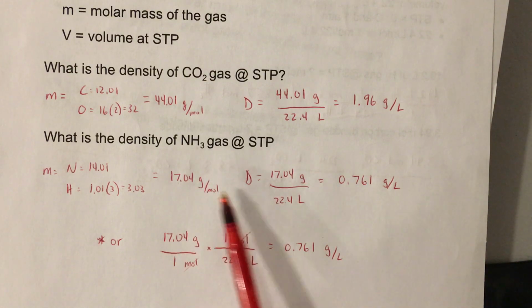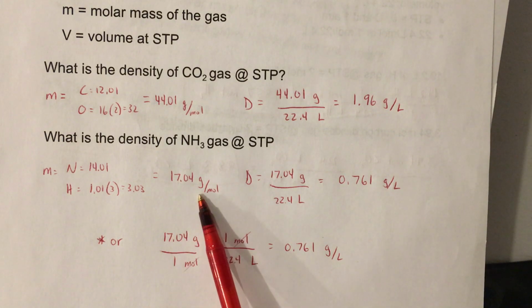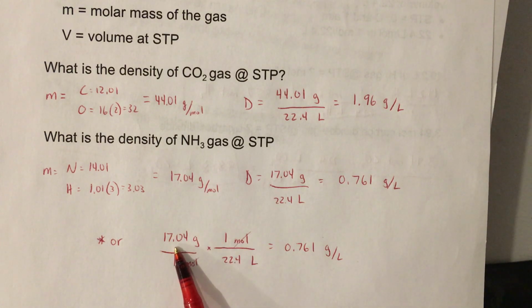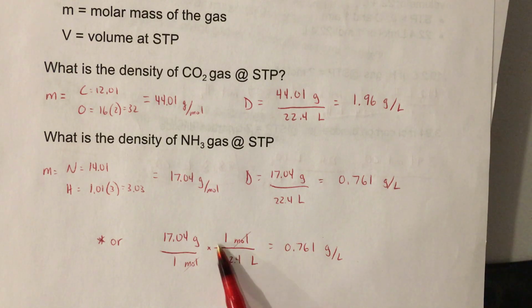Can also set it up in one step using dimensional analysis. We know that if we have 17.04 grams per mole, let's just set that up as grams over 1 mole. We don't want grams per mole, we want grams per liter. So we're going to cancel moles. We want liters on the bottom, so you put in that relationship. It does the same thing, it's just a different way of looking at it. Gives you the same answer.